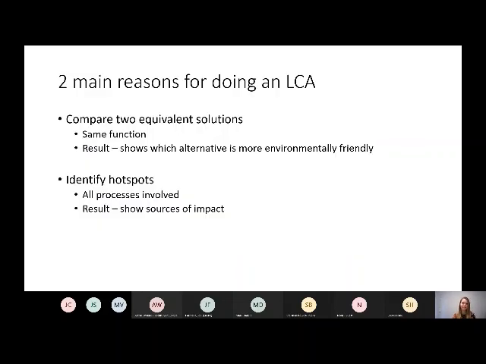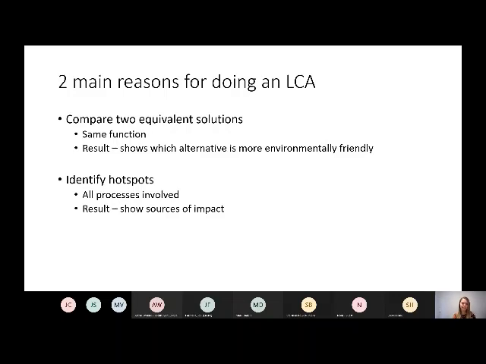Why do an LCA? LCA has two purposes. The first one is to compare two equivalent solutions. So for instance, we could be examining how to operate a data center and then look at different alternatives. For instance, doing this by Facebook data center, or for instance, by the Boden type data center. And the result of such a study would show us which alternative is more environmentally friendly.